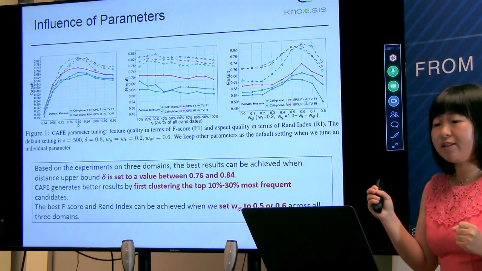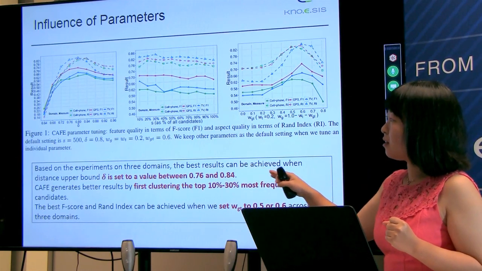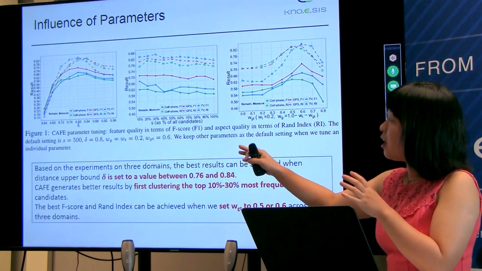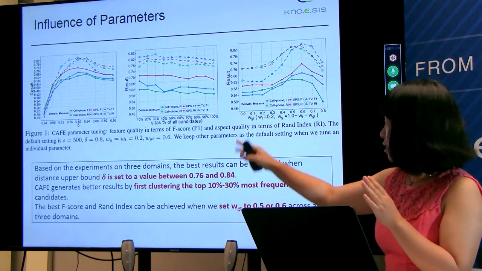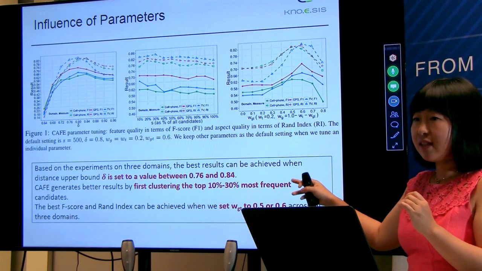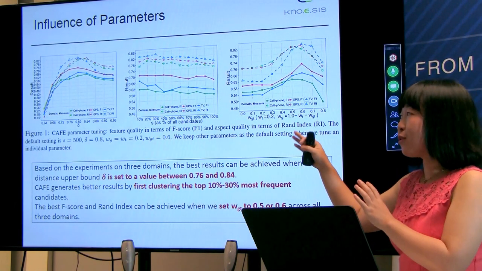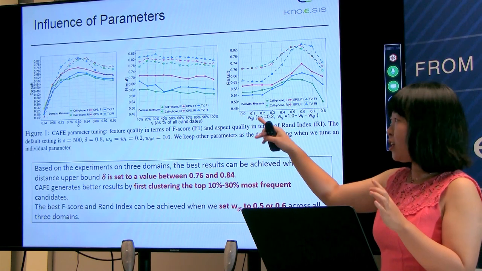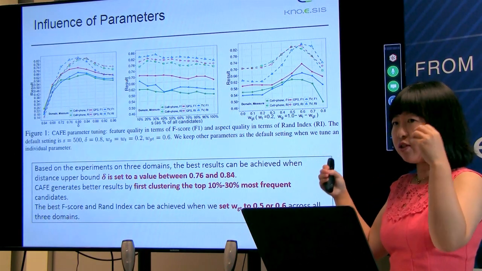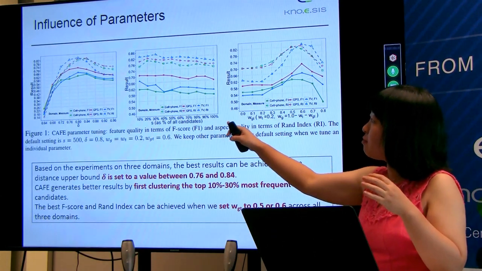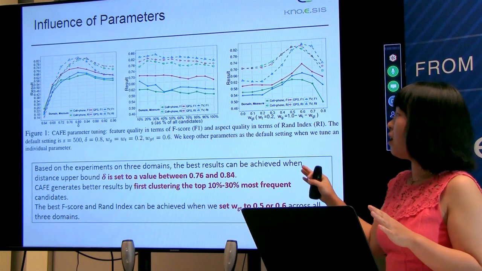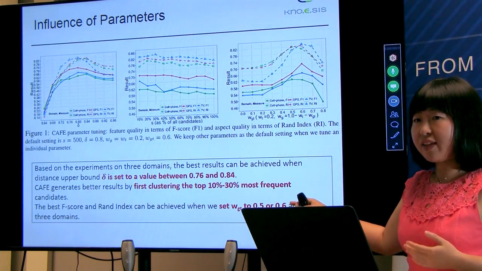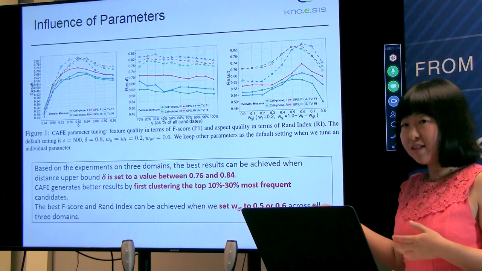And then we study the influence of the parameters. We first study the upper bound of distance, delta. We keep all the other parameters at the default setting and change the value of delta, and we evaluate on both tasks. We find that if we set delta to a value between 0.76 and 0.84, all three domains and both tasks achieve the best result. And again, we keep changing S. S is the top percentage of the most frequent features selected as candidates to group first. If we change S but keep other parameters fixed, we can see that if we first cluster the top 10% to 30% of the candidates, they can achieve the best results across three domains on both tasks.